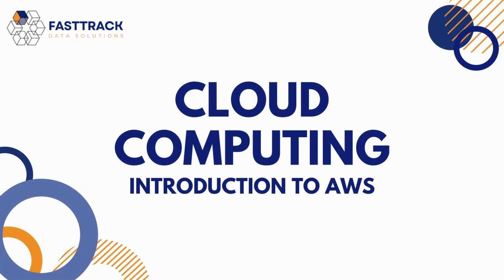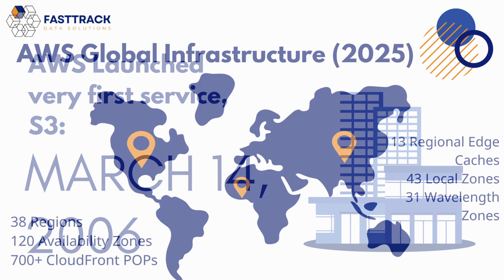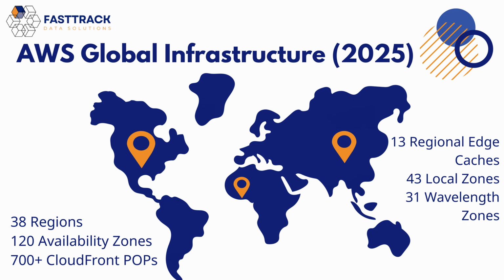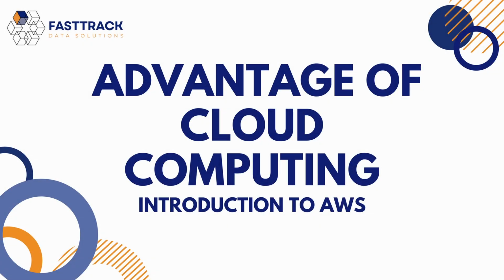First, we will talk about cloud computing. On March 14, 2006, AWS launched their very first service, S3. As of writing, there are 38 regions, 120 availability zones, 700+ CloudFront POPs, 13 regional edge caches, 43 local zones, and 31 wavelength zones. So what are the advantages of cloud computing?